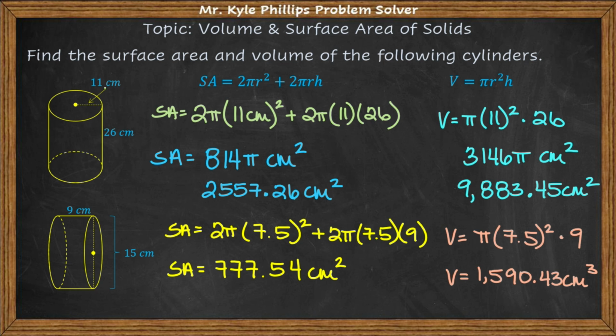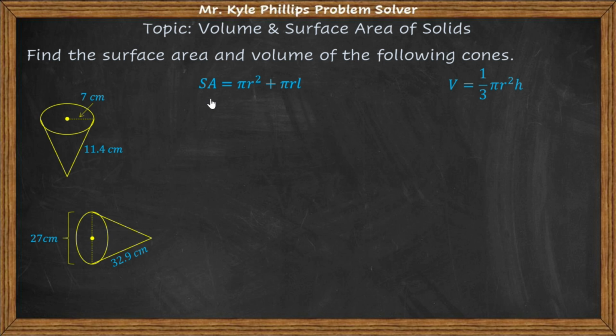All right, let's take one more look at a different type of solid. So here, now, we've talked about rectangular prisms, we've talked about cylinders, now we're talking about cones. So now we want to find the surface area of this cone. So pi r squared, that's going to be our base of the cone, that's the area, and then pi r L. L is the slant height. So that's the slant height of this cone.